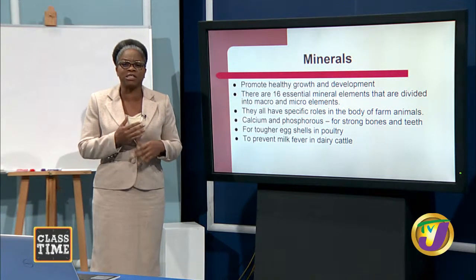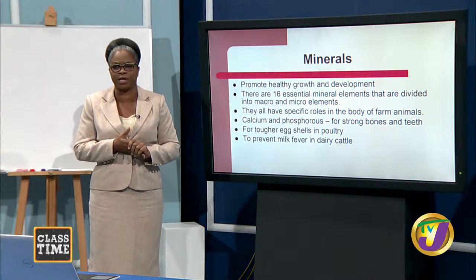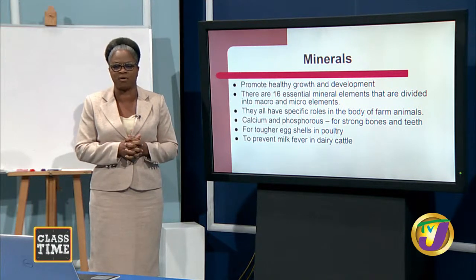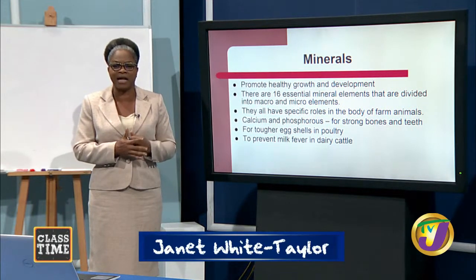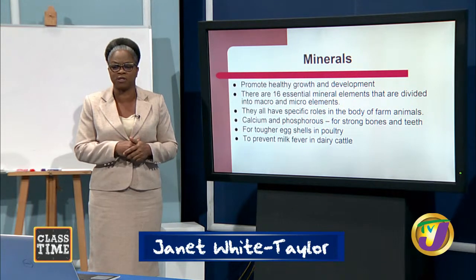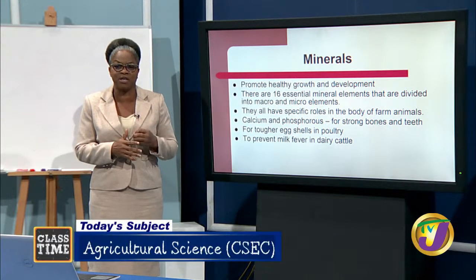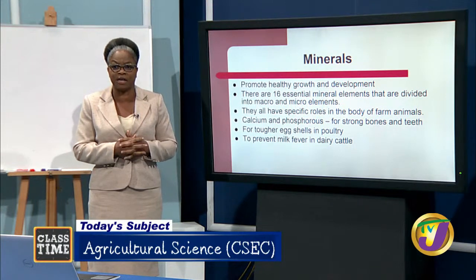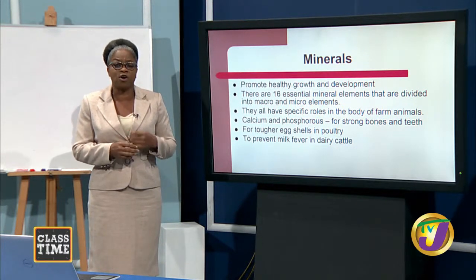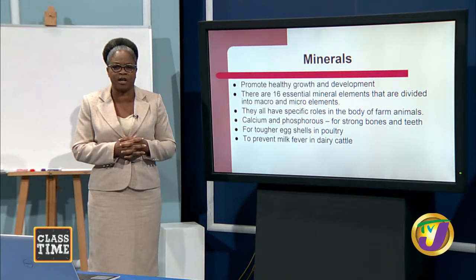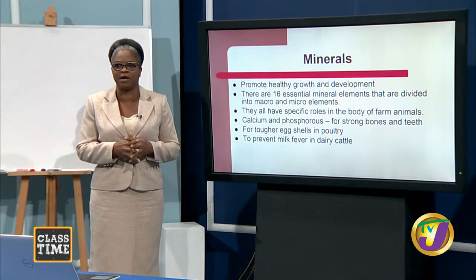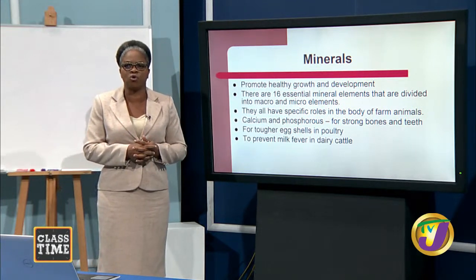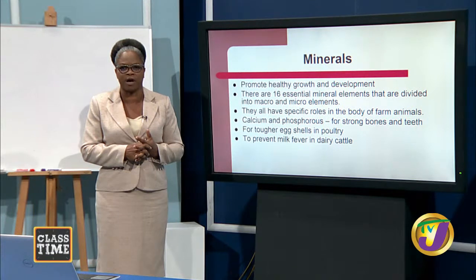So we want to take a look at two of those macronutrients and the specific role that they play in the lives of our farm animals. We want to look at calcium and phosphorus. When the animal has these minerals in its body, it will have strong bones and teeth. And for poultry, they're going to have what we call stronger eggshells. That means they will not break easily. And also for dairy cattle, calcium and phosphorus help to prevent milk fever as well.